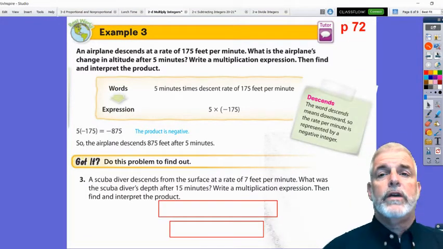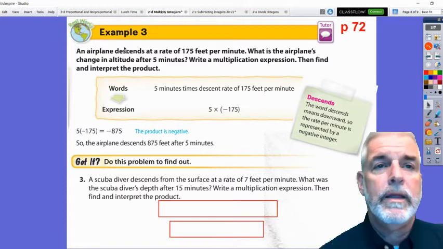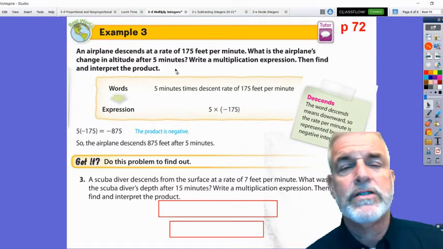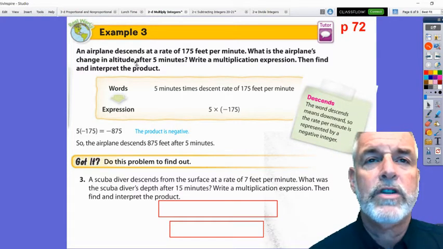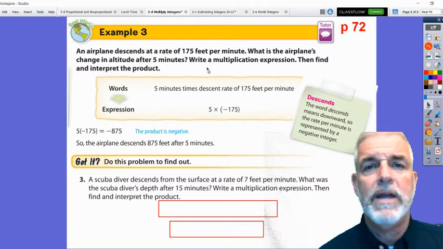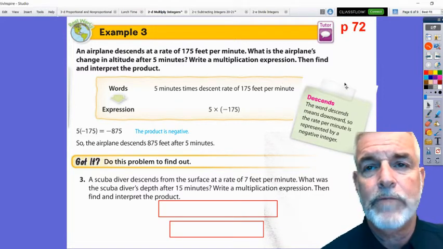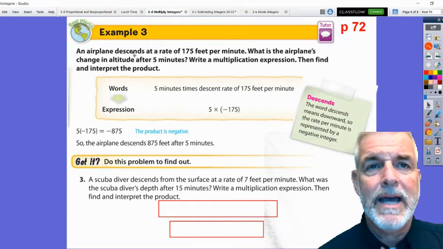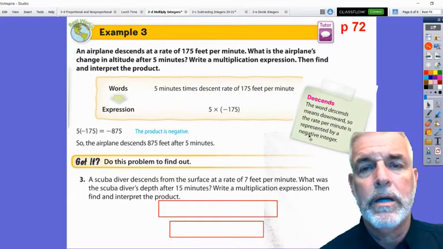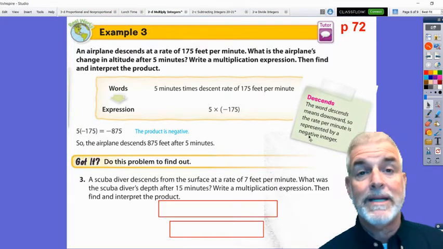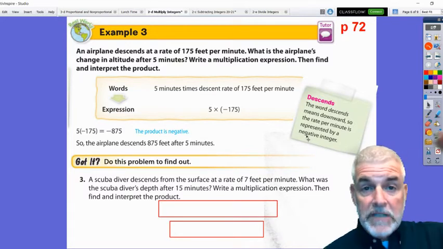All right, so there's a real world example here. An airplane descends at 175 feet per minute. What is the change in altitude after 5 minutes? So we get some good vocabulary here. Descends means to go down, right? That's when the plane is coming down. So down like this.